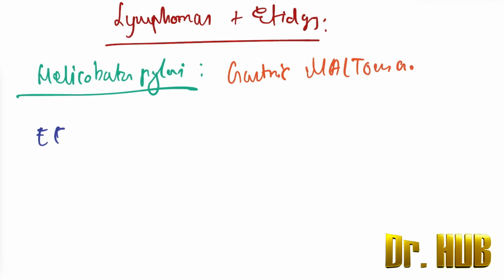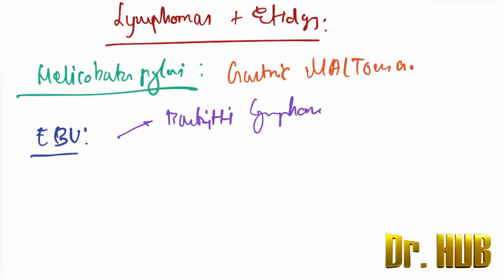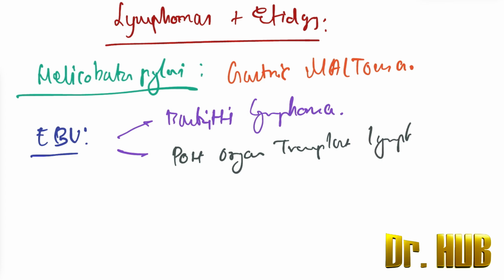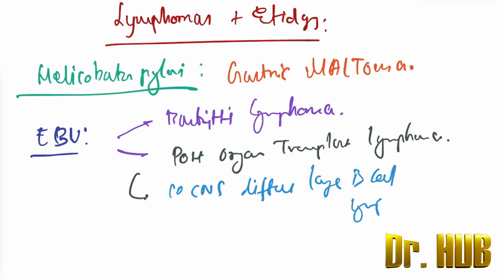Then we look at the Epstein-Barr virus, EBV. Under EBV, what do we have? There is Burkitt's lymphoma, that is BL. Then comes the post-organ transplant lymphoma. Next, there is also the primary CNS diffuse large B cell lymphoma.